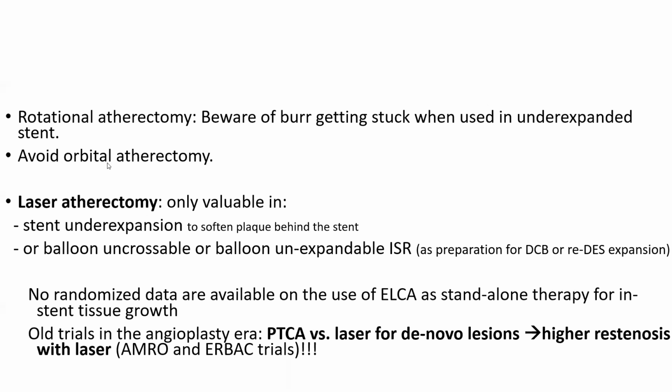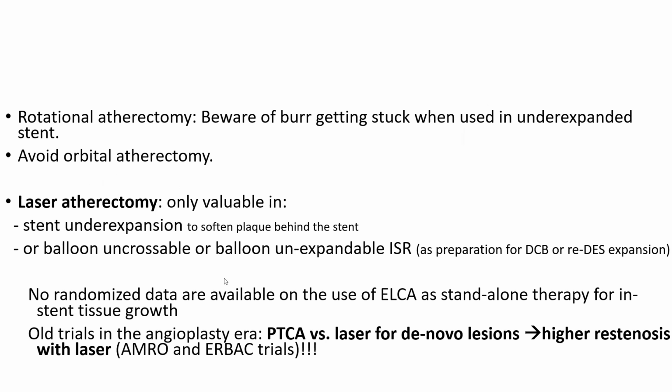Definitely avoid orbital atherectomy inside the stent, underexpanded or well expanded. The orbital atherectomy orbits at a larger eccentric diameter than rotational atherectomy and is more likely to get stuck inside the stent. So definitely avoid orbital atherectomy.